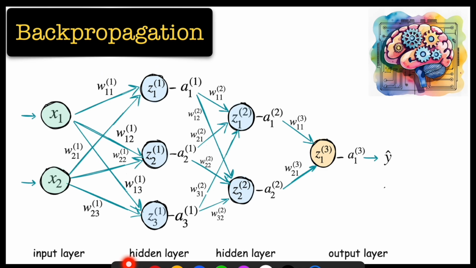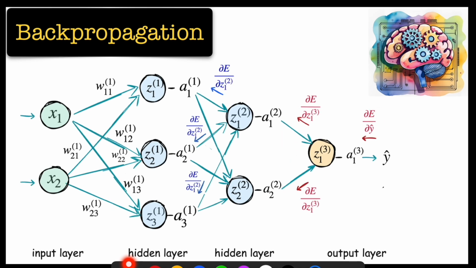Now I have taken a different network here. Earlier we just had one single hidden layer, so here I have taken one extra hidden layer because I want to show two more cases. These are the weights for the first layer, these are the weights for the second layer, and these are the weights for the third layer.